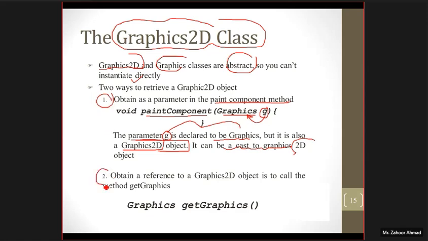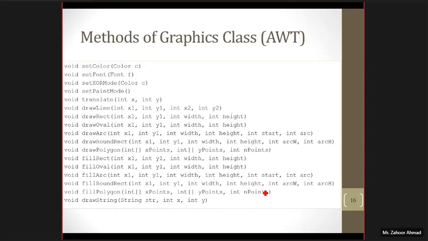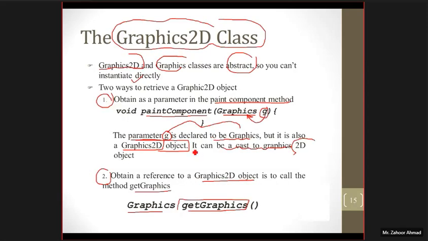The second way is you can obtain the reference to the Graphics2D object by calling the method getGraphics. You can write here Graphics and then getGraphics. This is the method in order to create a reference to the Graphics2D object. So now the story is that we are going to use these methods, not directly but indirectly. There are two ways to retrieve this Graphics2D object.